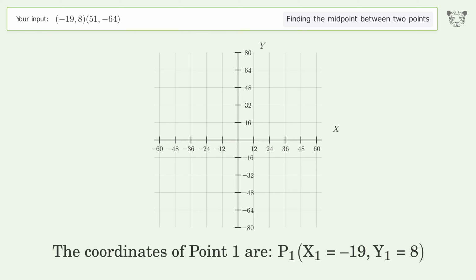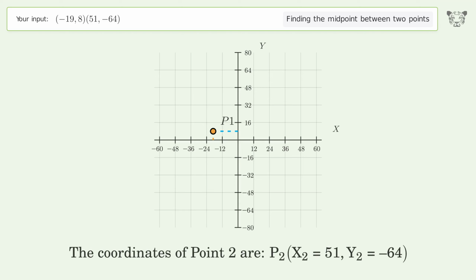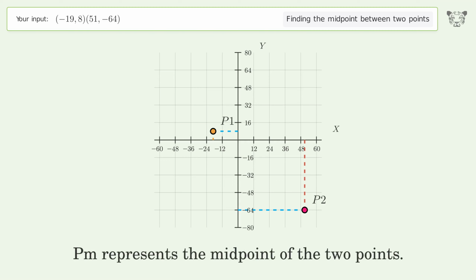The coordinates of point 1 are, x1 equals -19, y1 equals 8. The coordinates of point 2 are, x2 equals 51, y2 equals -64. PM represents the midpoint of the 2 points.